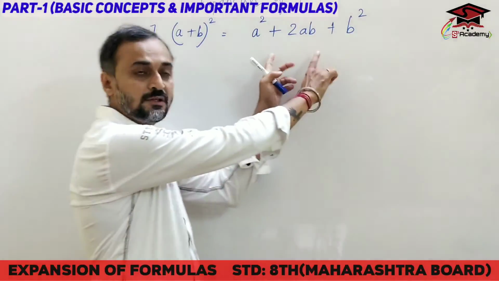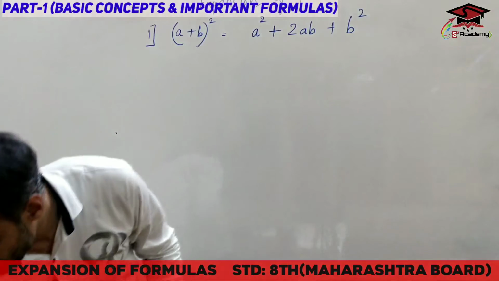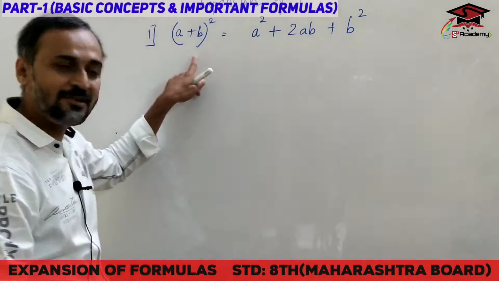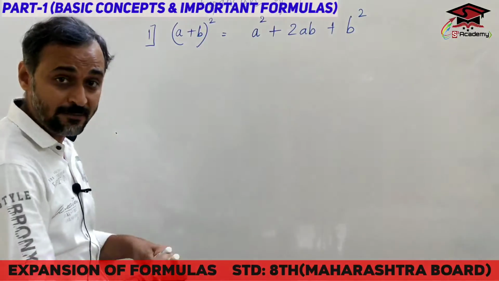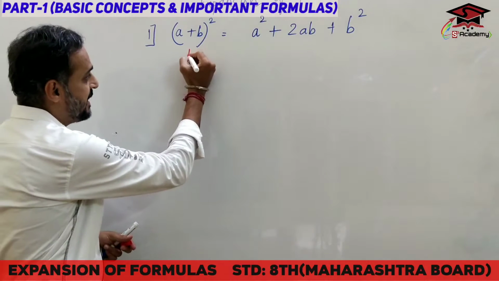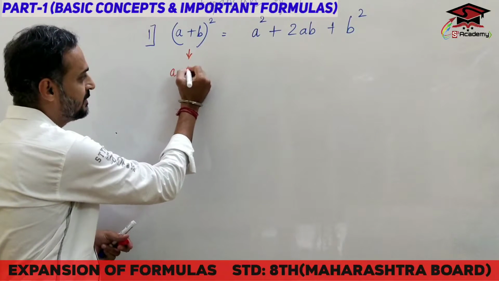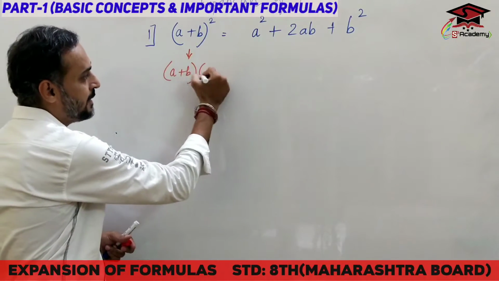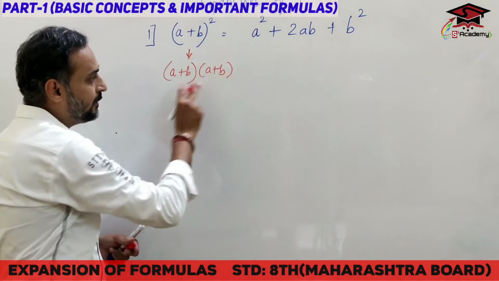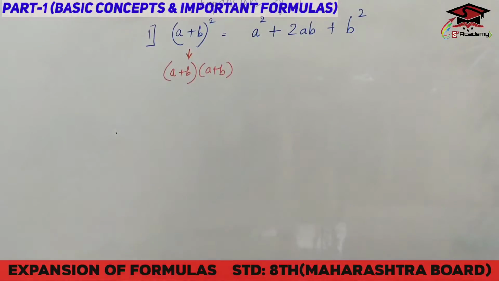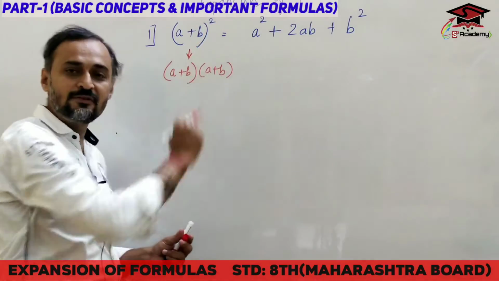How did we get this formula? That we'll learn today. Okay students, see. Now it is given as a plus b the whole square. So that means I can say this as a plus b multiplied by again a plus b. Why twice? Because it is given as the square.